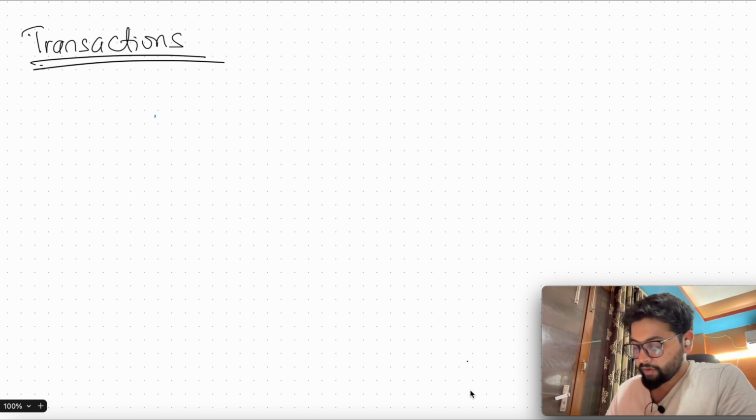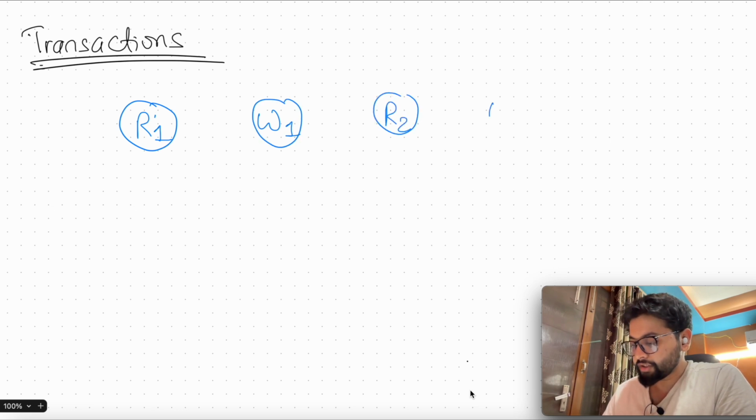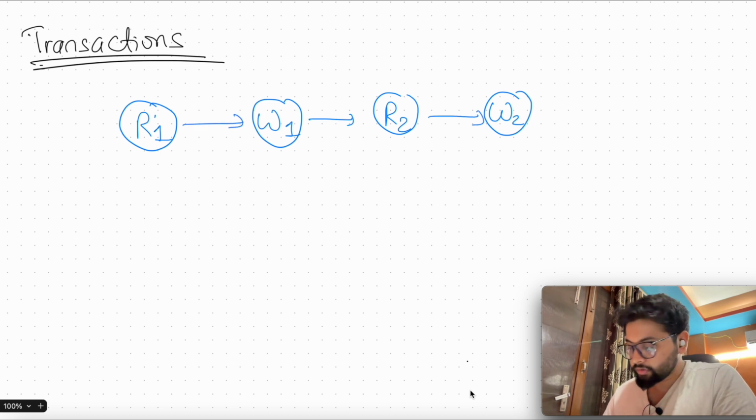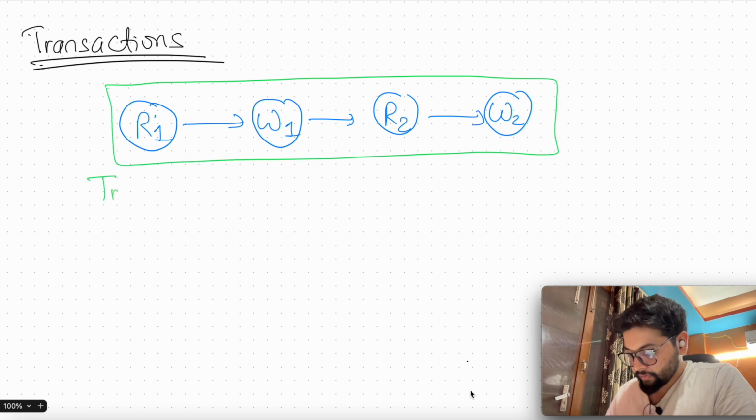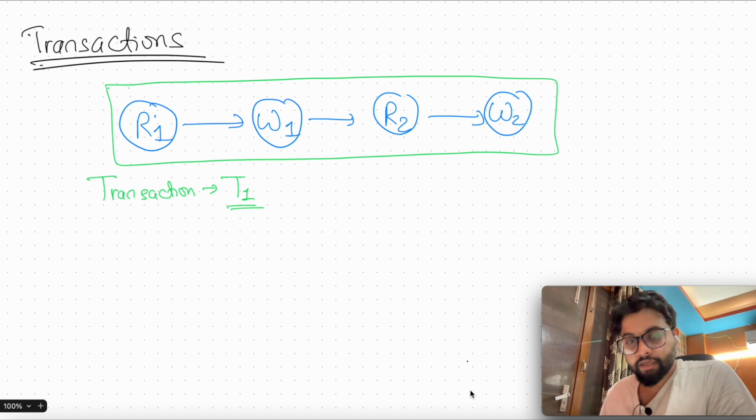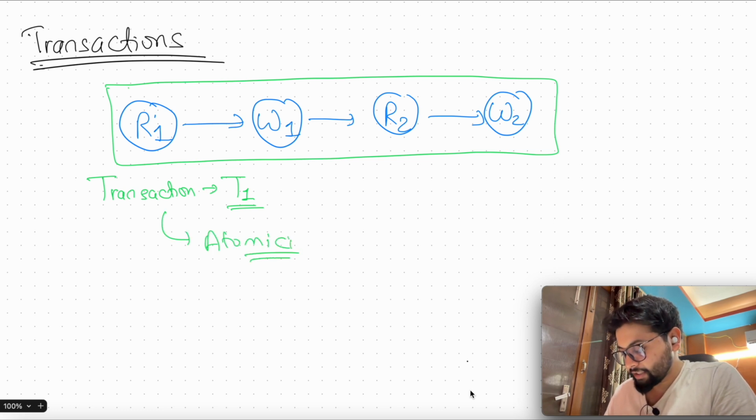Suppose we have a couple of operations, let it be read, write, again a read operation, and then another write operation, and this needs to happen sequentially like this. Suppose we wrap all this in the form of a transaction, and we call this transaction T1. Now the transaction ensures that all these operations will hold the atomic nature, right? The transaction will make sure that the atomicity of this collection of operations is maintained.